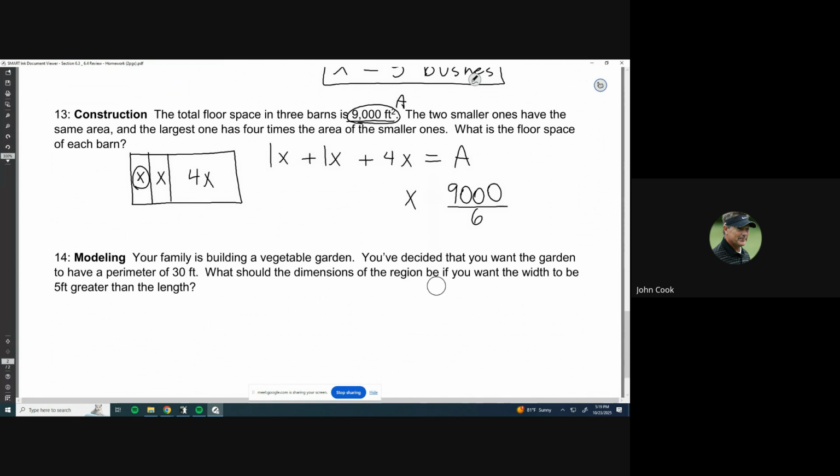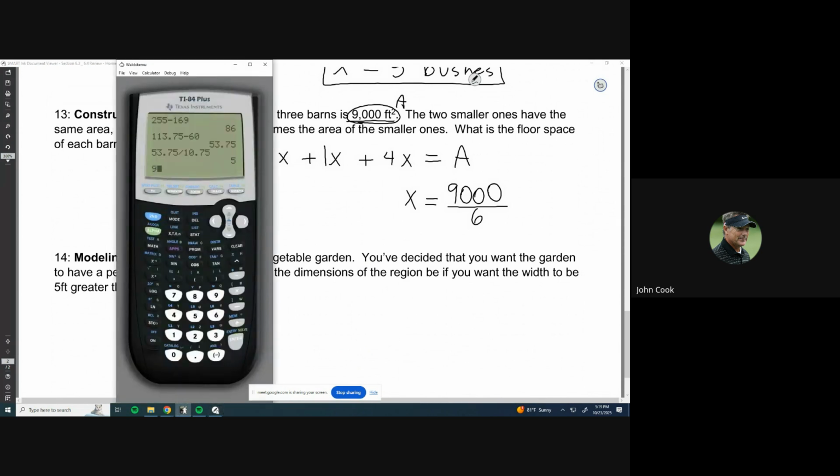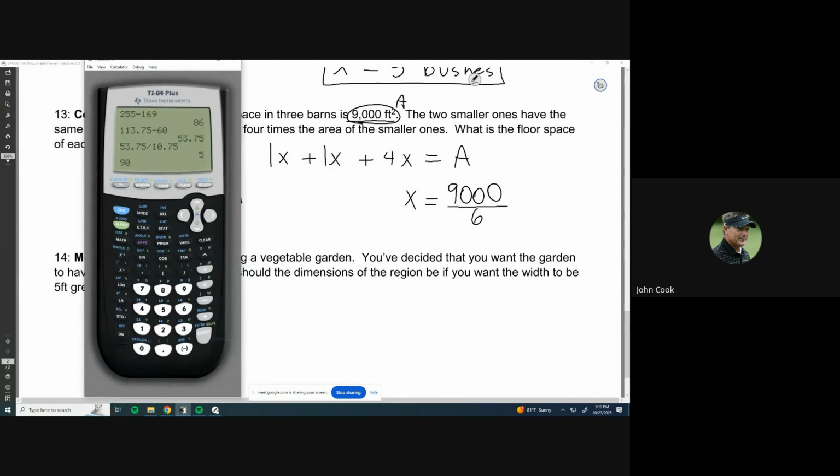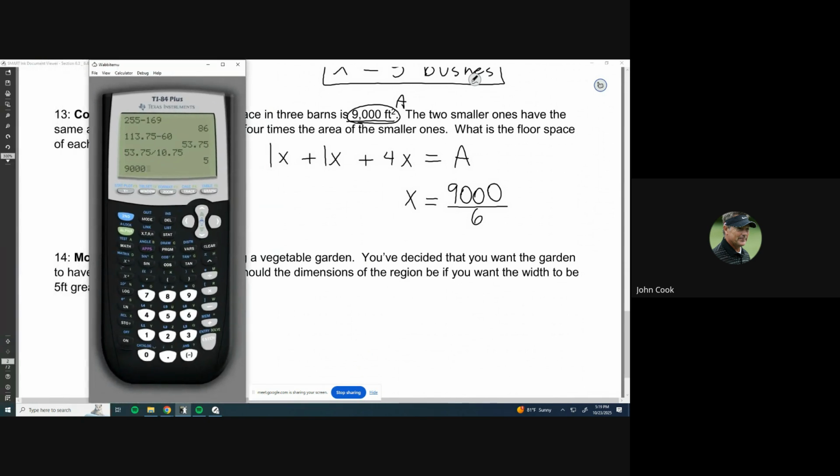And then it's just calculator time at this point. So what is 9,000 divided by 6? So I use my little calculator, 9,000, divide by 6. I get 1,500. So X is equal to 1,500.